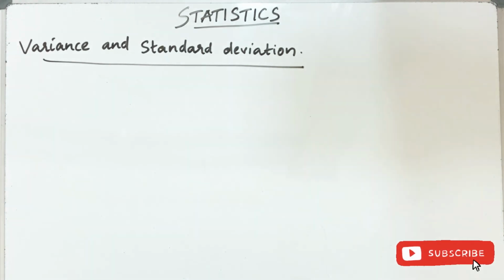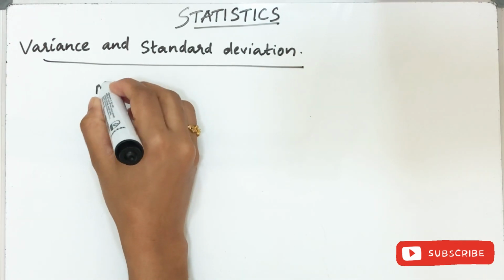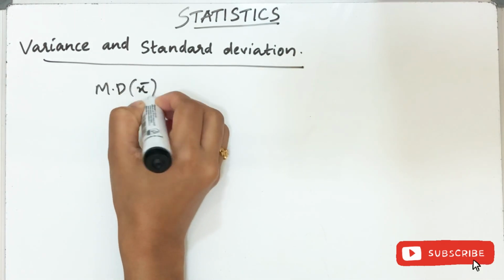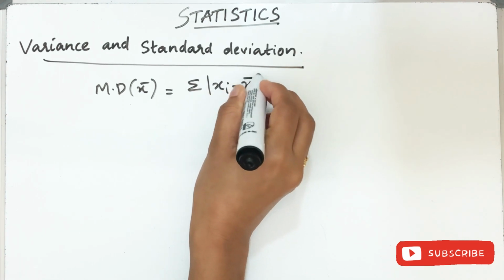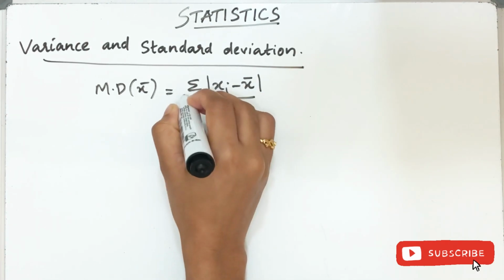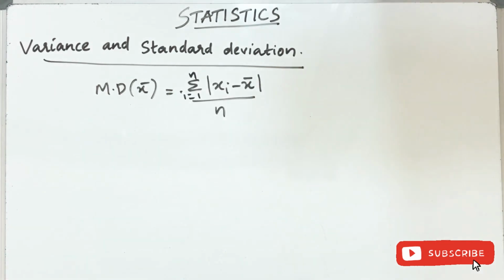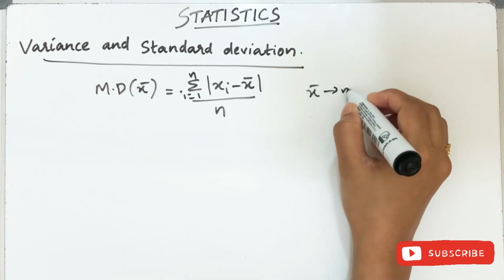Variance and standard deviation. First, we will see them for ungrouped data. We know how to find mean deviation about mean. What's the formula? Mean deviation about mean is equal to sigma mod xi minus x bar divided by n, where x bar is the mean.